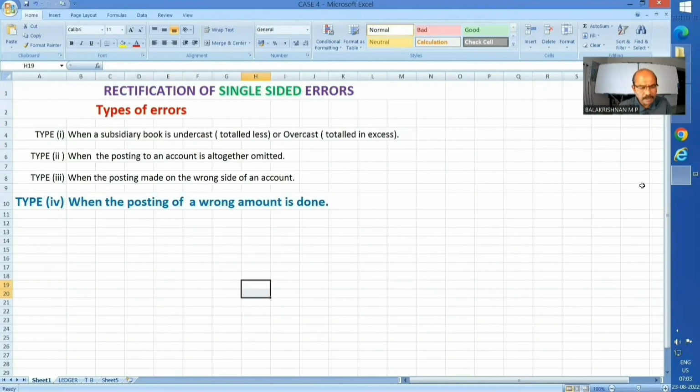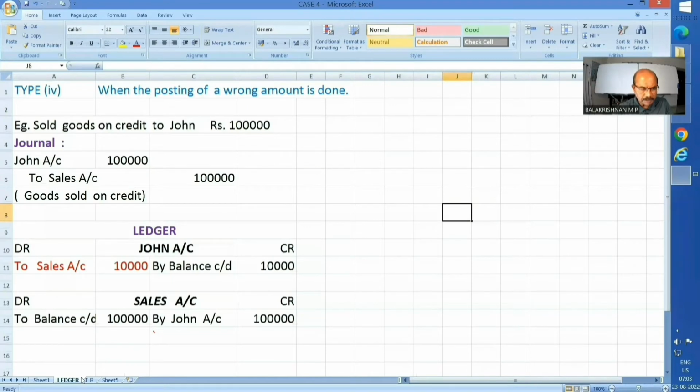The fourth and last case, when the posting of a wrong amount is done. Let us have it explained like this. Example, sold goods on credit to rupees 1 lakh. That is a transaction. Obviously, the journal entry will be drawn to sales account because goods sold on credit. You know that by this time you are an expert.